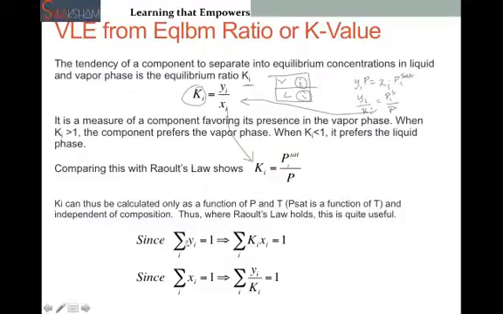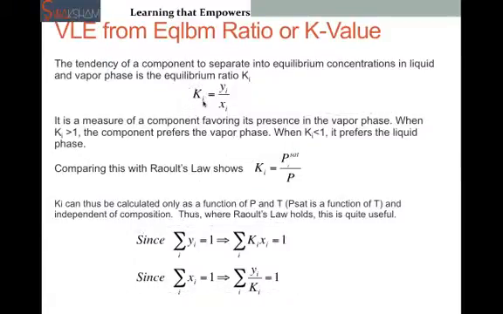I know that the summation of Yi is equal to 1, and hence the summation of Ki Xi is equal to 1. Also, since the summation of Xi is equal to 1, the summation of Yi over Ki is also equal to 1. So remembering these relationships, I can again use this to calculate how a component would partition between the vapor phase and the liquid phase.